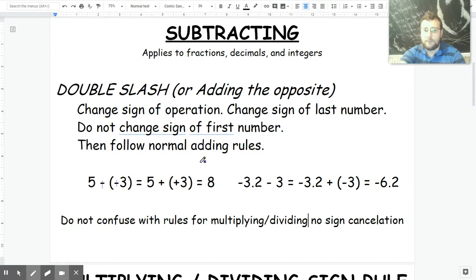Let's look at another example. -3.2 minus 3. So again, remember, do not mess with the leading number. You just change the sign of the operation and the sign of the number next to it. So it becomes adding instead, and instead of 3, -3.